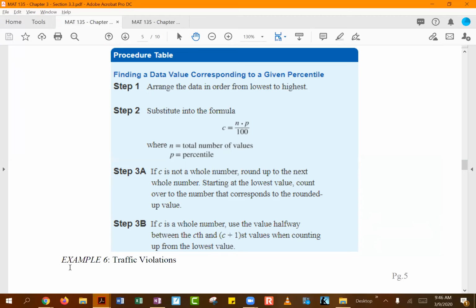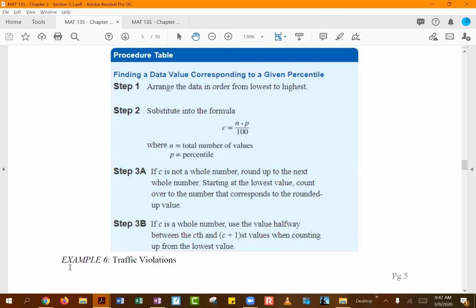Now here's the part that we got to be careful about, how to evaluate this data value. So the answer you come up with from this little calculation, N times P divided by 100, if that number comes out to be not a whole number, then they're saying round that number up to the next whole number, right? So if it came out to be, I don't know, 6.7, round it up, make it a whole number 7. So they're saying starting at the lowest value that is in your data, count till you end up at that number, right? So count over to the number that corresponds to your rounded up value, and that's what we would say is our data value.